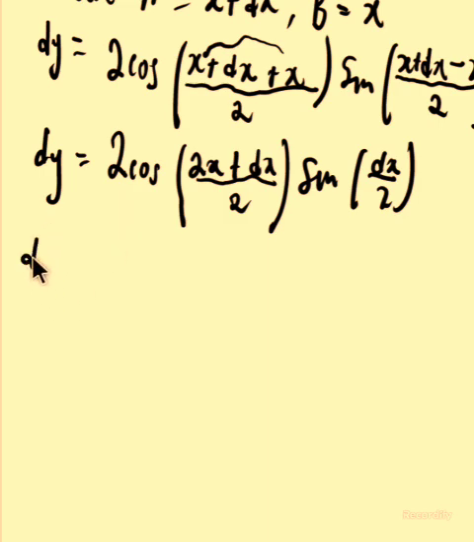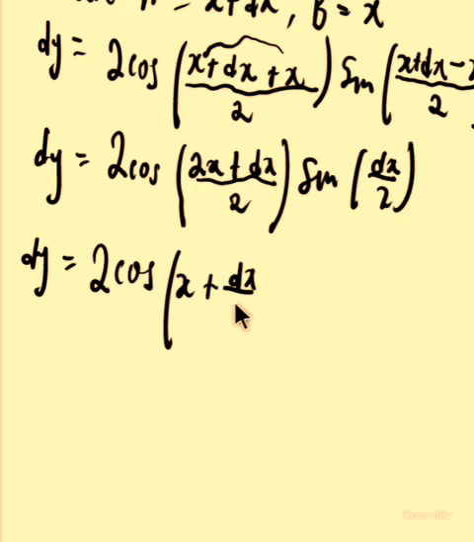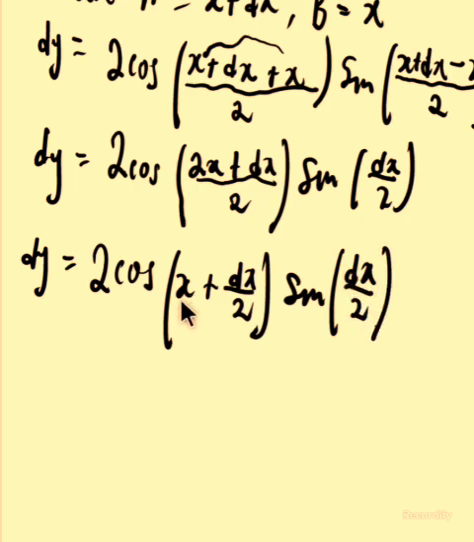So this means I'm having y equals 2 cos, and this is the LCM. If you divide 2x by 2, I'm going to have x plus dx divided by 2. That's good. Sine dx over 2. All right, this is beautiful now. I hope we understand this very well now.